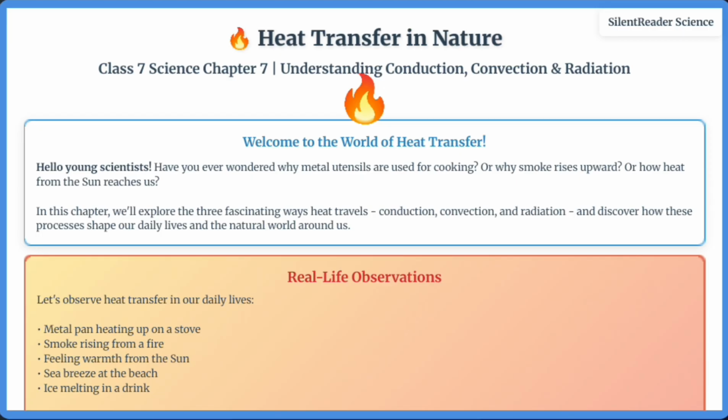We'll discover why metal pans are used for cooking, why smoke rises upward, how the sun's heat reaches us, and how these principles explain natural phenomena like sea breezes and the water cycle. Through hands-on activities and real-world examples, we'll understand conduction, convection, and radiation, the 3 methods of heat transfer that shape our daily lives and the environment around us.